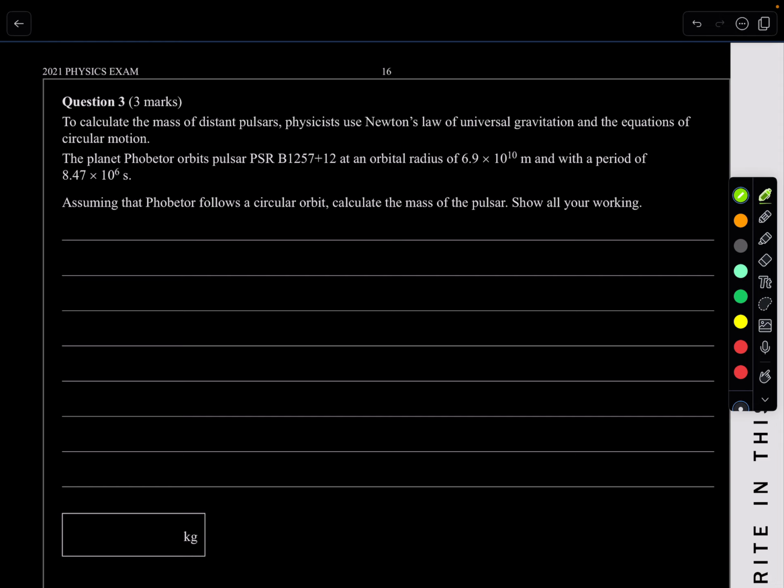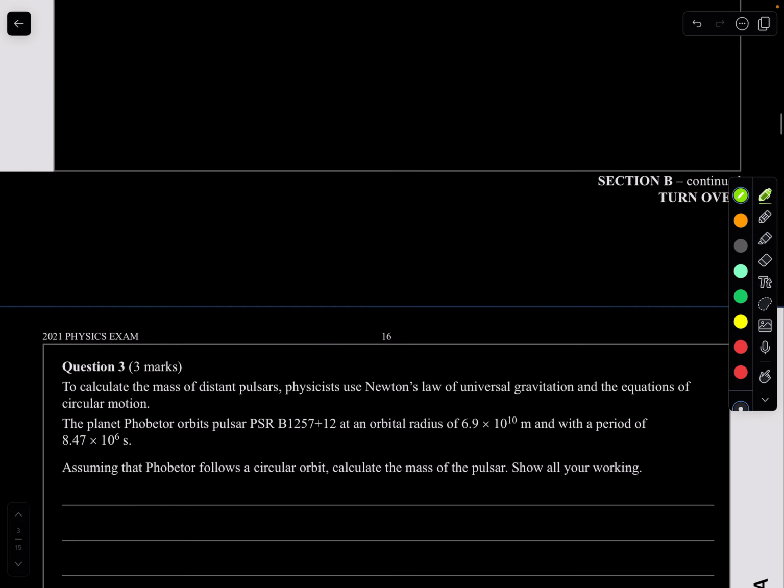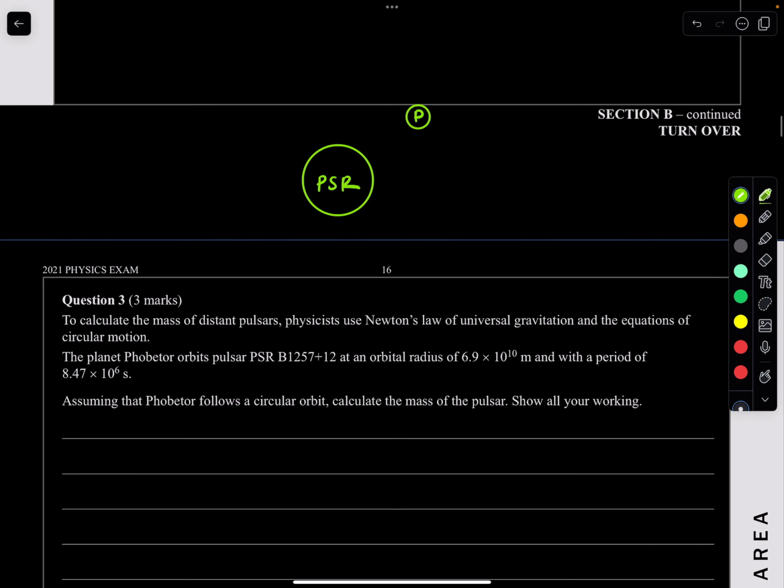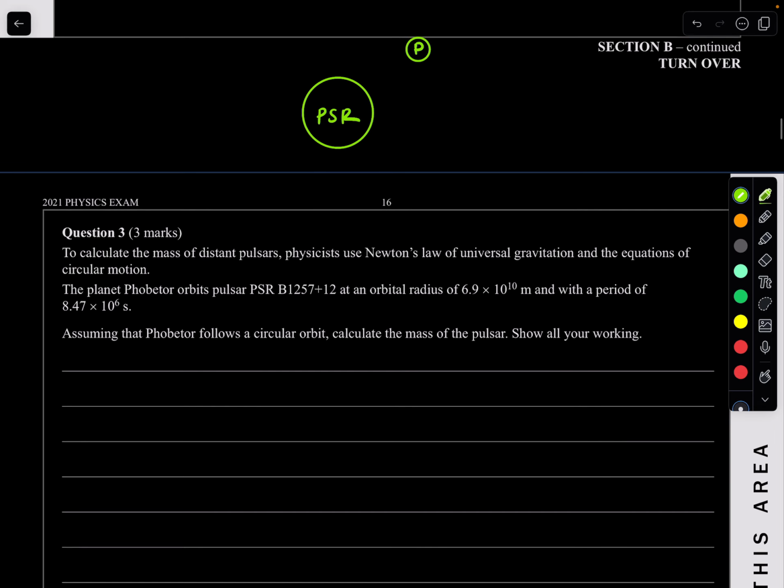Question 3. To calculate the mass of a distant pulsar, physicists use Newton's law of universal gravitation and the equations of circular motion. The planet Phobia orbits a pulsar. So, all right, let me just draw a little diagram. This is called PSR, so pulsar is PSR. And Phobia is the thing that's orbiting, so I'm going to call it just P. Phobia orbits the pulsar at an orbital radius of this and a period of this. Beautiful. Assume that Phobia follows a circular orbit. Calculate the mass of the pulsar.